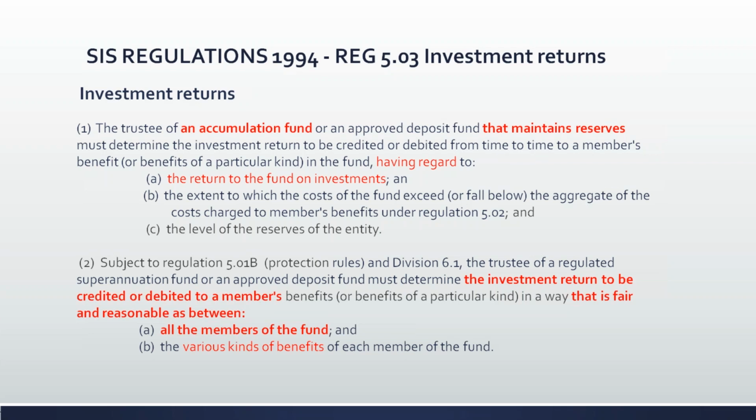Now, let's look at what SIS regulation 5.03 talks about. It has two components, and it's talking about investment returns at this stage. We're not looking at the cost of the fund, such as administration, audit cost, or other expenses of the fund, and which member should be paying for that. The first limb talks about an accumulation fund or a deposit fund that maintains a reserve. So there are two types of self-managed super funds: one type which has a reserve, and another type which does not have a reserve. In 9 out of 10 cases, I would say even more, the fund does not have a reserve.